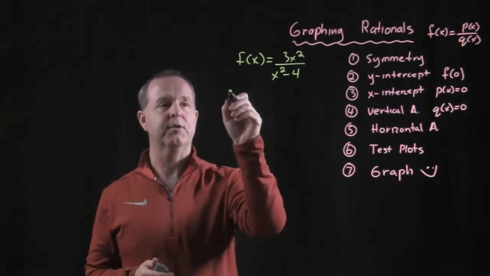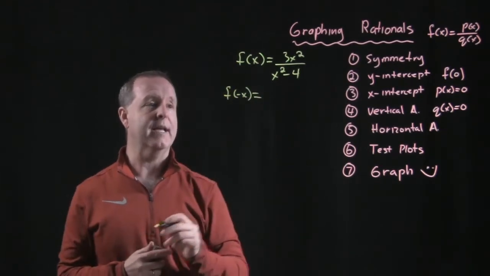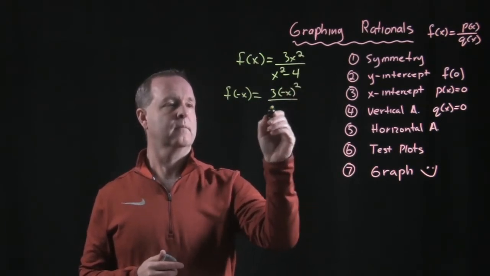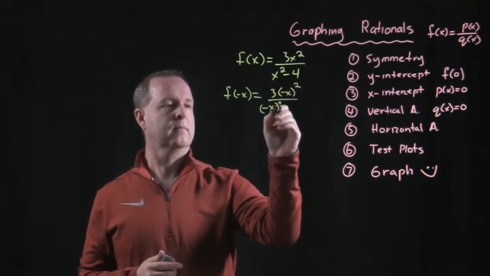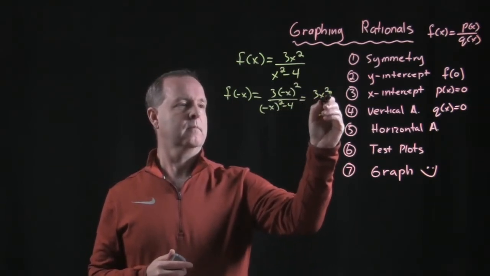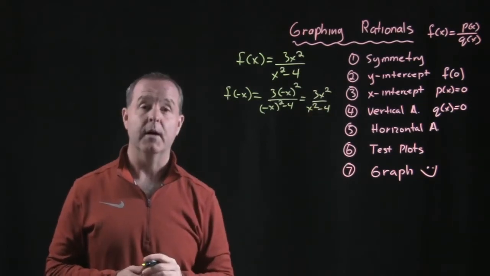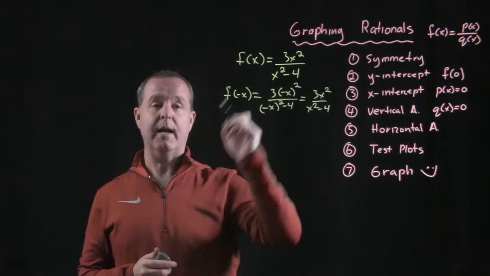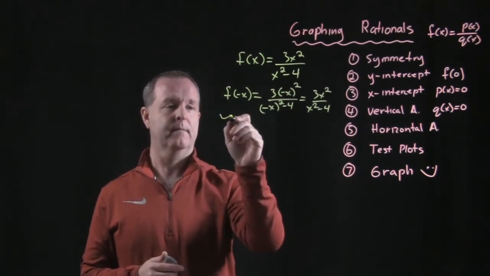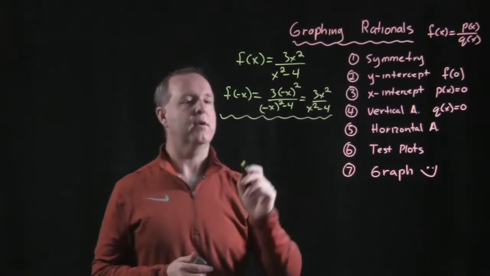First, check for some symmetry. Evaluate the function at negative x. What do you notice? My result is what I originally started with, so there is symmetry with the y-axis. File that away. Step 2, look for its y-intercept.